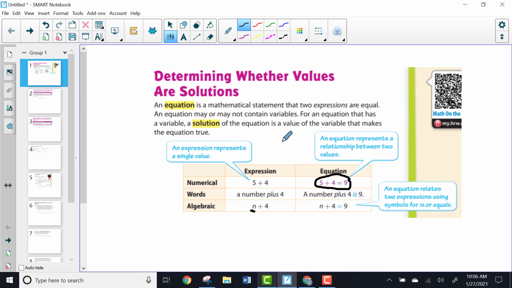Also, an equation may or may not contain variables. Understand that. And also, for an equation that has a variable, a solution of the equation is the value of the variable that makes the equation true. Okay, so if we're taking a look at this problem here, the solution would be 5 because that would make that equation true.